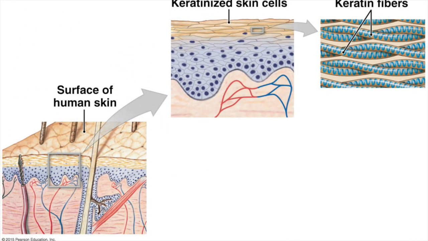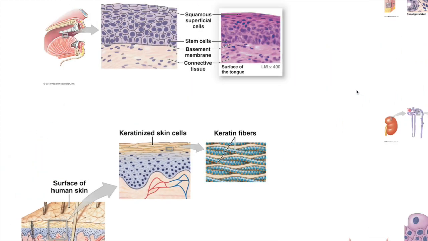Then on exposed body surfaces like the skin, there's a special type of stratified squamous tissue called keratinized. And this is a close-up on the keratin fibers. They give skin its strength, and they also make it waterproof, and that prevents dehydration. Okay, next type.